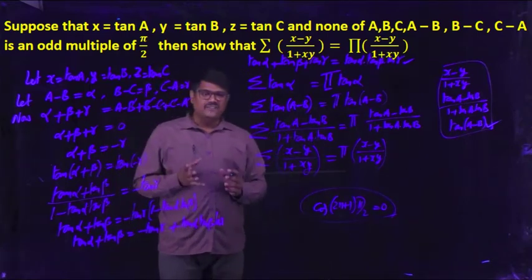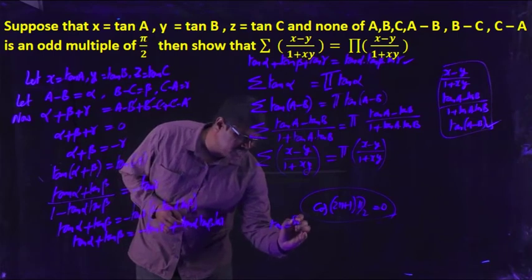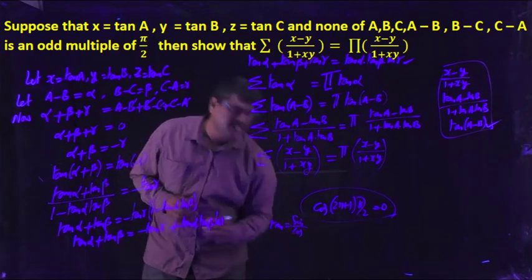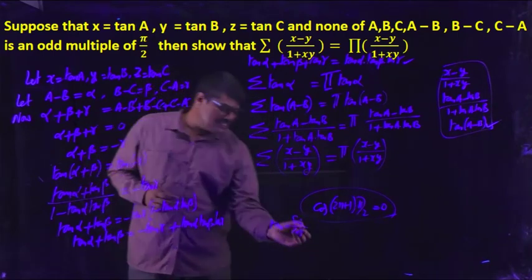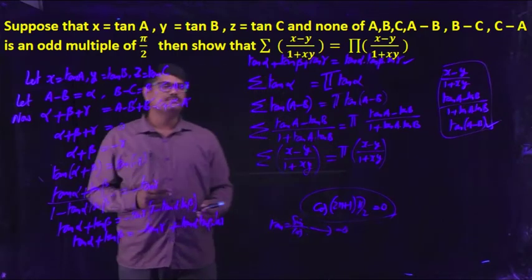Actually, what is the definition of tan? The definition of tan is sin by cos. If cos becomes 0, then tan is no more defined.